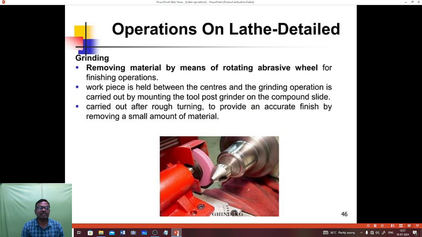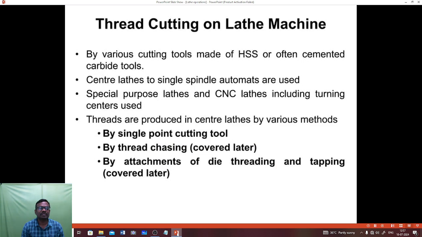Grinding is the removal of material by means of a rotating abrasive wheel for finishing operations. Thread cutting on a lathe machine is done by various cutting tools made of high-speed steel or often cemented carbide tools. Center lathes to single spindle automates are used. Special purpose lathes and CNC lathes, including turning centers, are used.